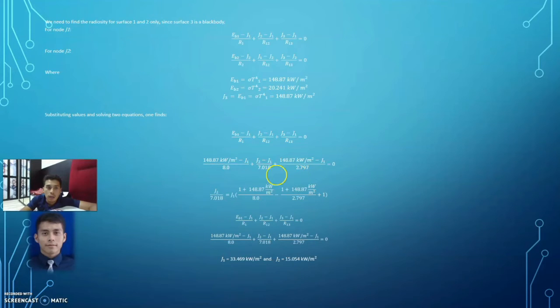So the question is that we need to find the radiosity for surfaces 1 and 2 only, since surface 3 is a black body as we mentioned before.